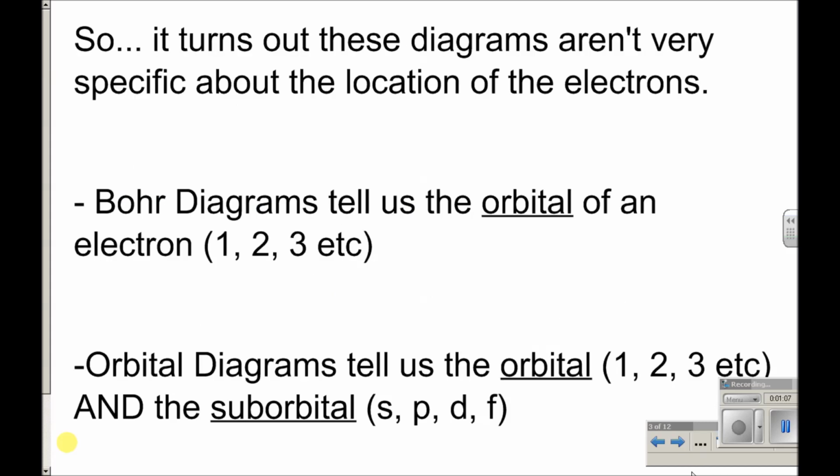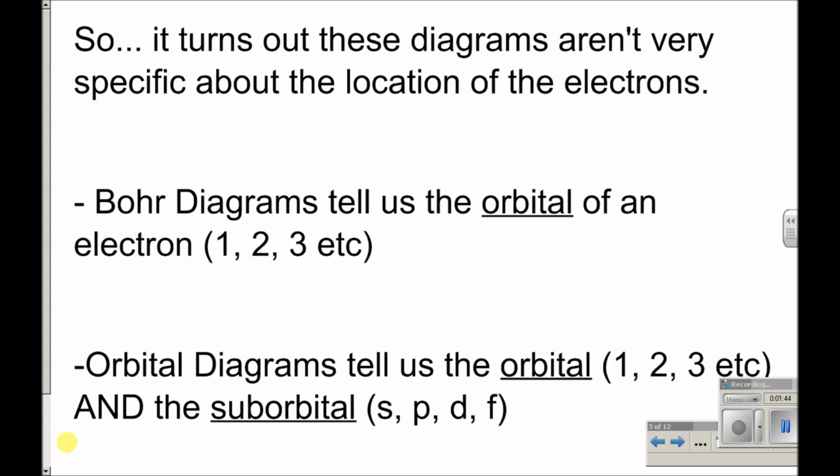So it turns out that these diagrams really aren't very specific at all about the location of the electrons. Imagine that your parents come to pick you up from school one day and they go to the office and ask the receptionist where you are. And she says, "Work is on the 2nd floor." What are your parents going to do? Knock on every door on the 2nd floor until they find you? Of course not. They're going to ask the receptionist what room you're in on the 2nd floor, right?